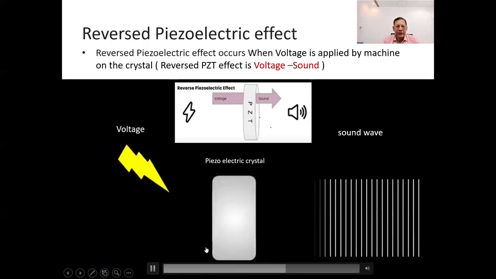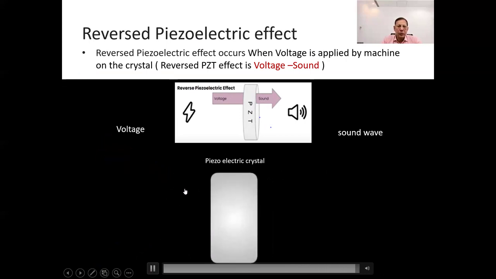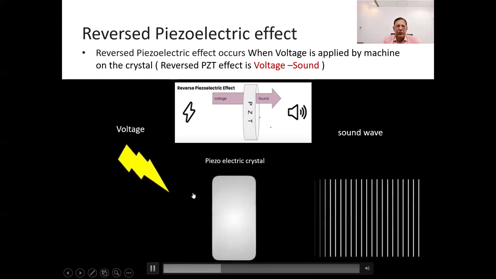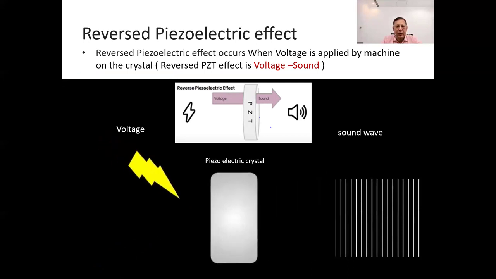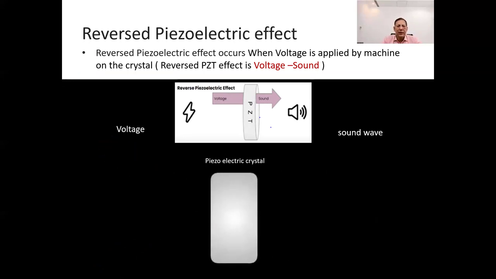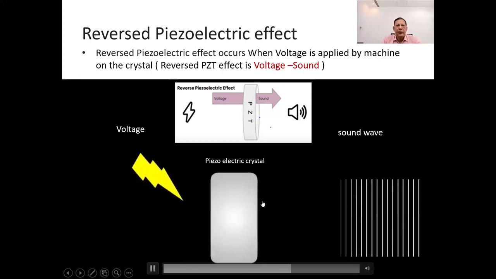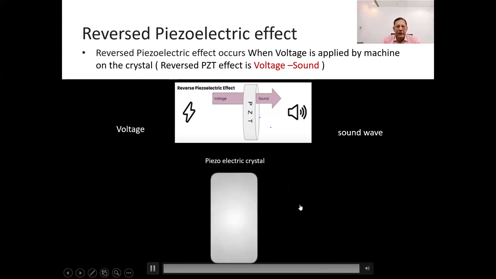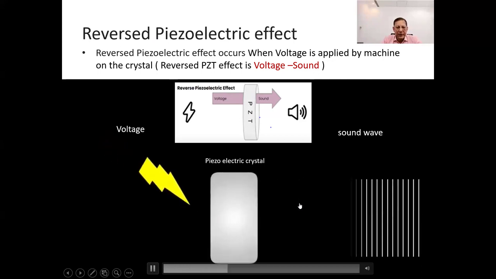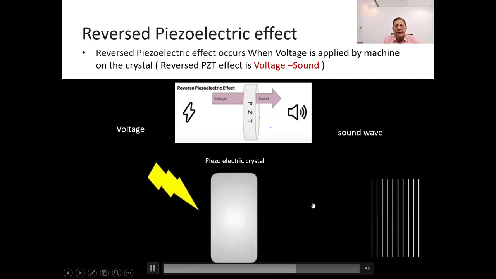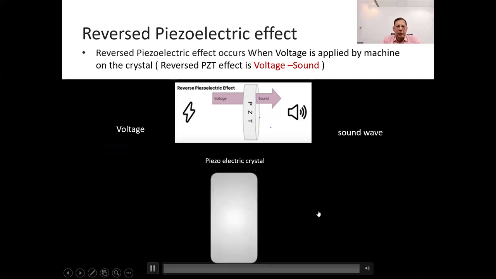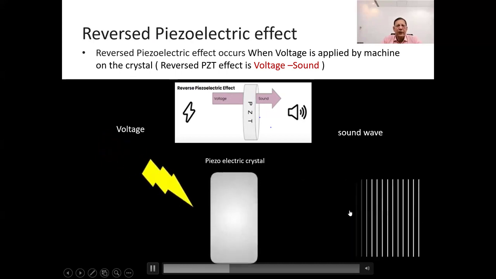The reverse piezoelectric effect occurs when voltage is applied by the machine on the crystal, which resonates at some characteristic frequency. It changes shape, that is, it is deformed, and converts electrical energy into mechanical energy to produce a mechanical wave or sound wave which enters the body.